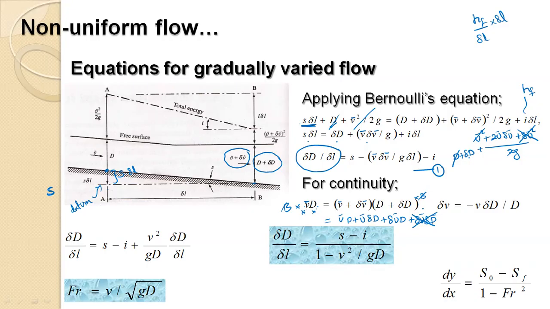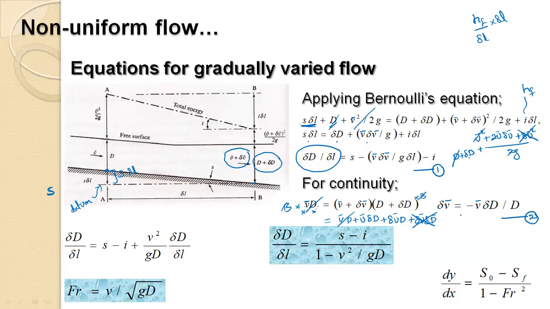And then VD to this VD will be cancelled off. And I'm going to get delta V. I can take delta V bar to the left hand side. Delta V will become minus V bar delta D divided by D. So this is using the continuity.